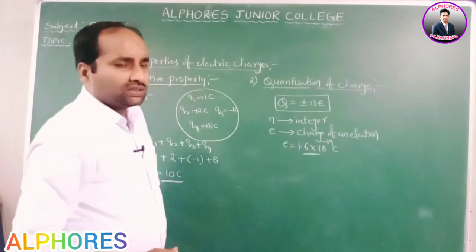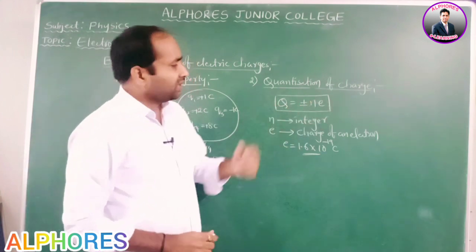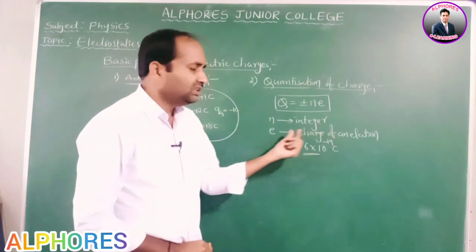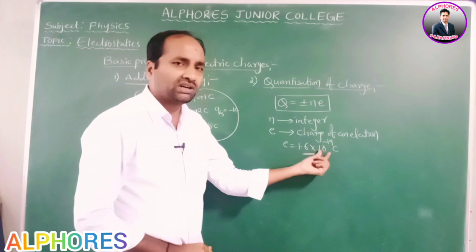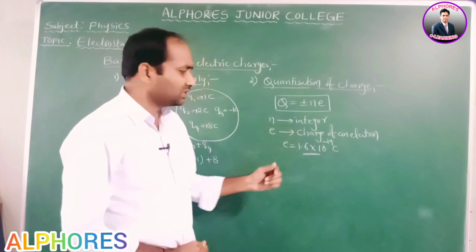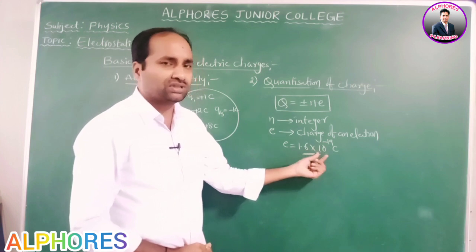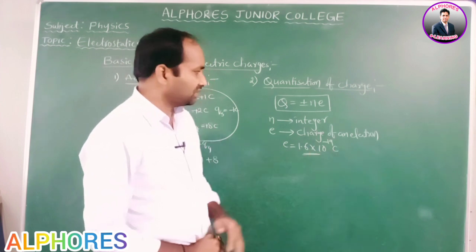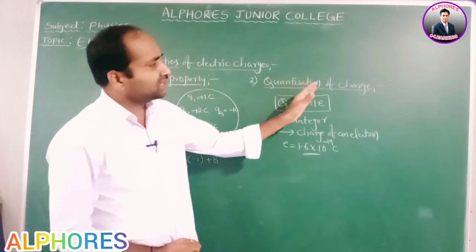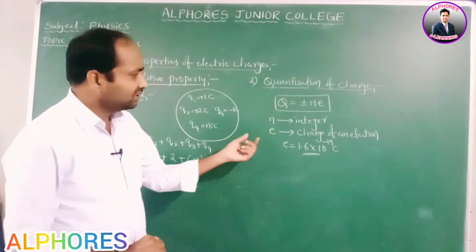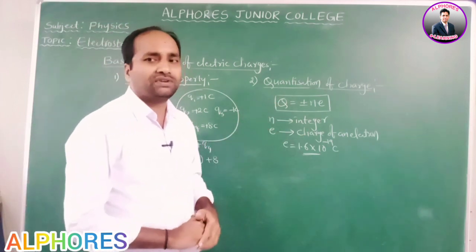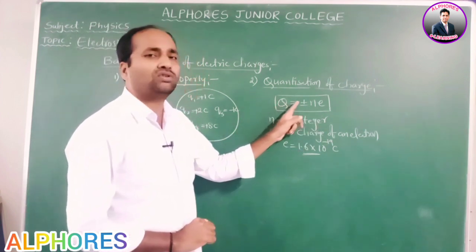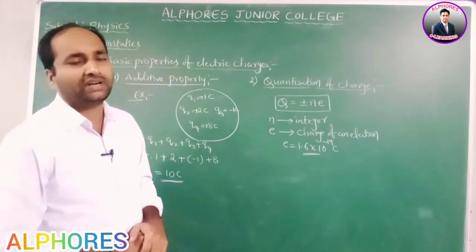Capital Q equals plus or minus n e, where n stands for an integer and e is the charge of an electron. The magnitude of the charge of the electron is 1.6 into 10 power minus 19 coulombs. In the same way, the charge of the proton has the same magnitude but opposite sign. Electron has negative charge, proton has positive charge. The quantization of charge can also be defined as the minimum charge that can be transferred from one body to another body, which is also an integral multiple of the charge of an electron.